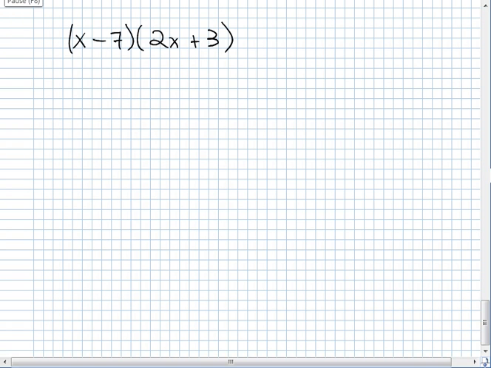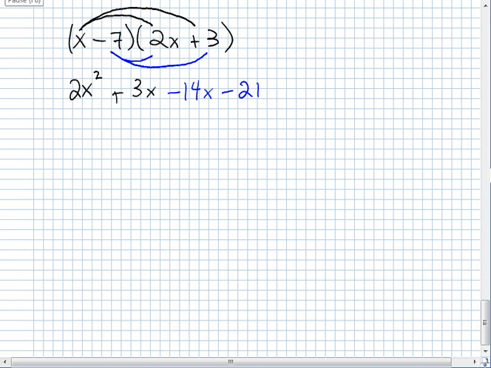Okay, so I've done it in two different colors here. You can see what happened. So that x times the 2x is 2x squared, and then the x times the positive 3 is positive 3x. And then negative 7 times 2x is negative 14x. Negative 7 times positive 3 is negative 21. And when you combine all your like terms, you get 2x squared minus 11x minus 21. And that's the correct answer.